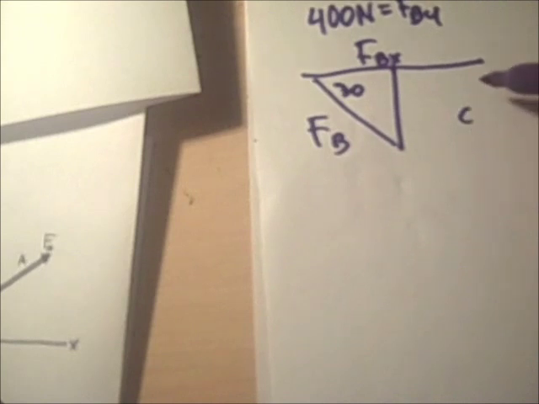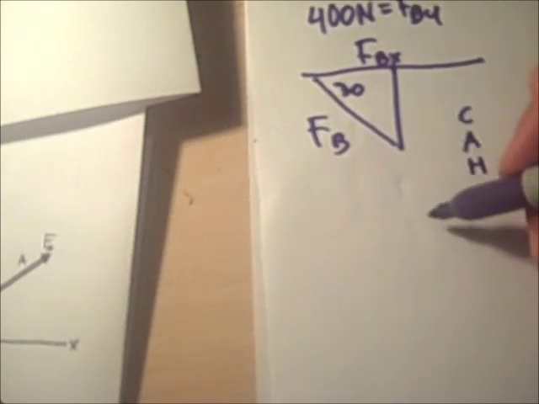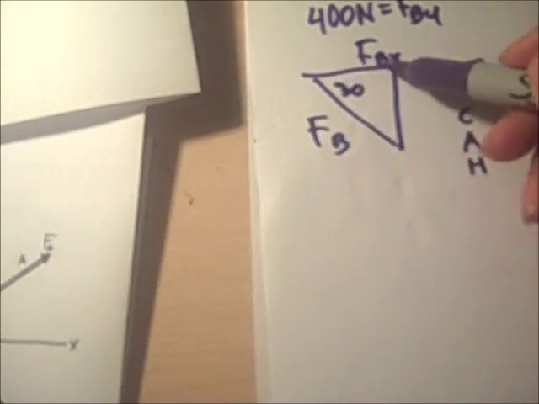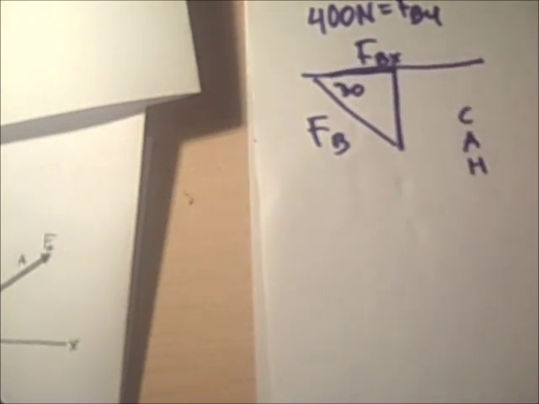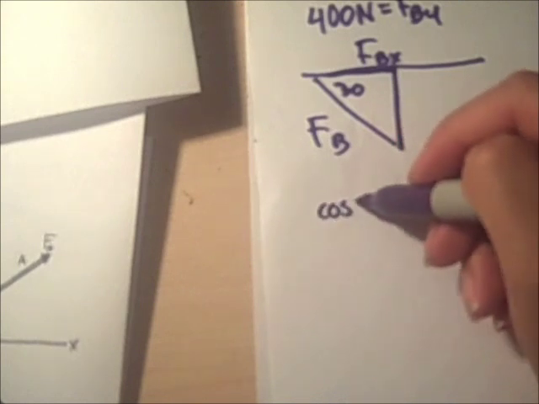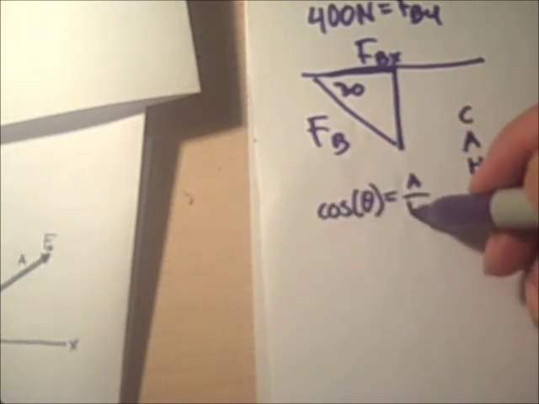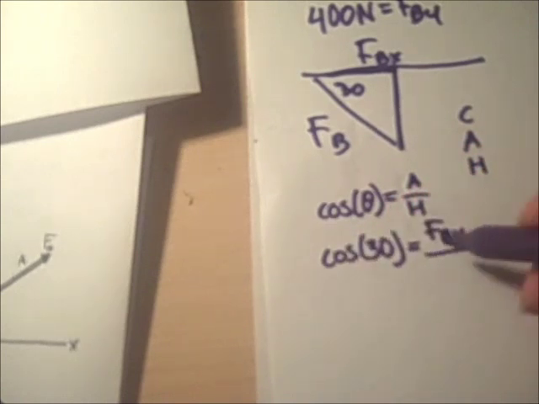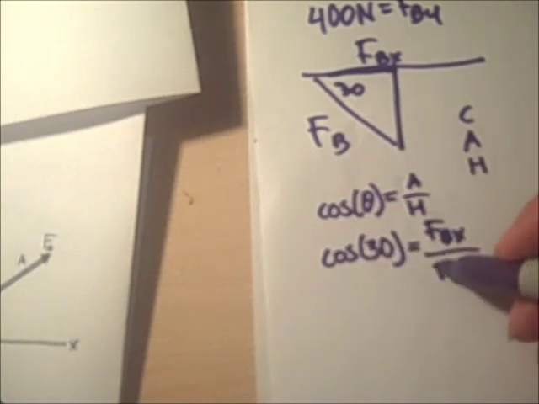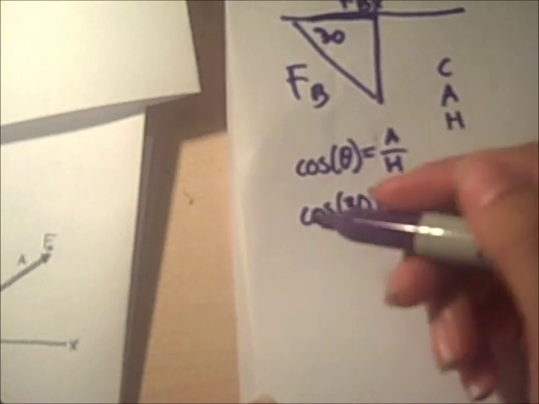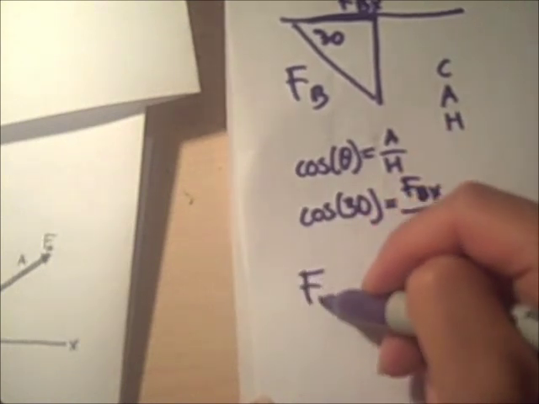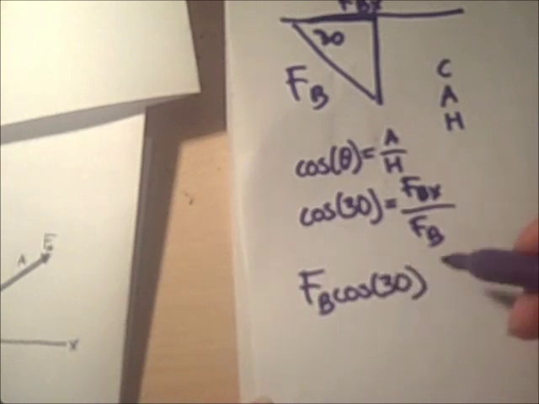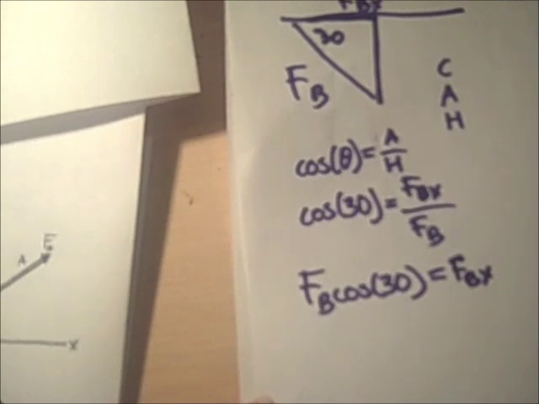Now we're going to be using the CAH in the trigonometry, because we're trying to find the adjacent right here. This is adjacent, this is opposite. So we're going to use cosine of theta equals adjacent over hypotenuse, which is cosine of 30 equals FBx over FB. Same rule goes. We're trying to find FBx, so FB cosine of 30 equals FBx.